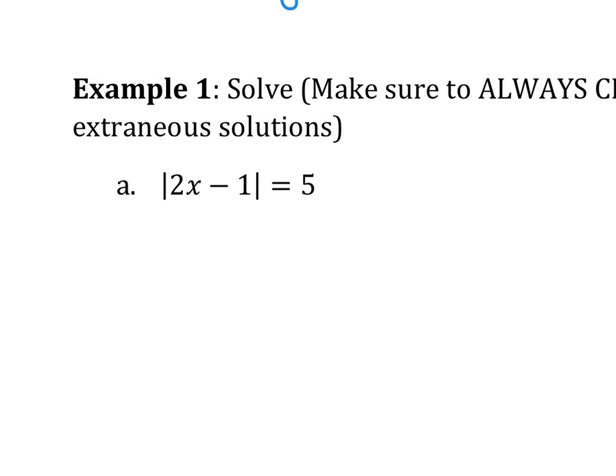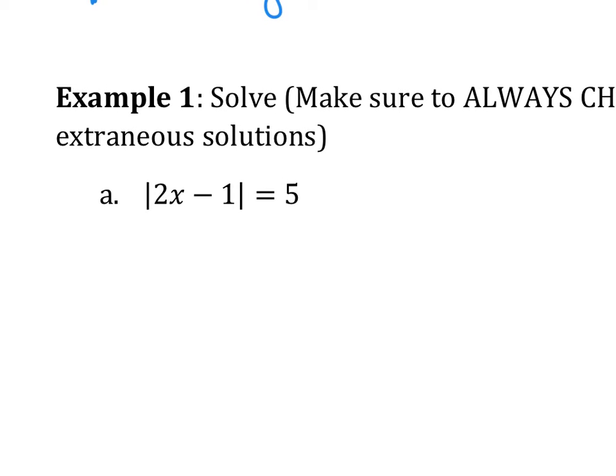So the absolute value of 2x minus 1. So we need to split this up into two equations. One where whatever is inside the absolute value, 2x minus 1, is equal to the positive 5. That would be if we ended up with having a positive 5 in the absolute value. And then one where we take that 2x minus 1 and we set it equal to a -5, because the absolute value of -5 would still give us 5. And then we just solve both of those for x.